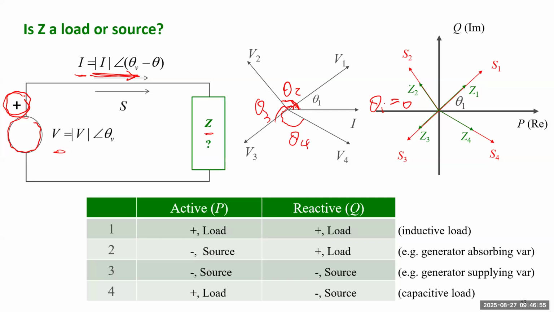So the first one corresponds to an inductive load. It's like a resistor connected with a reactor. And this one is like a generator, but which can absorb some reactive power. And this is a generator supplying some reactive power. So we'll explain why the generator can switch between those two different operations. The last one will be a capacitive load, which is like a resistor connected with a capacitor. Any questions?